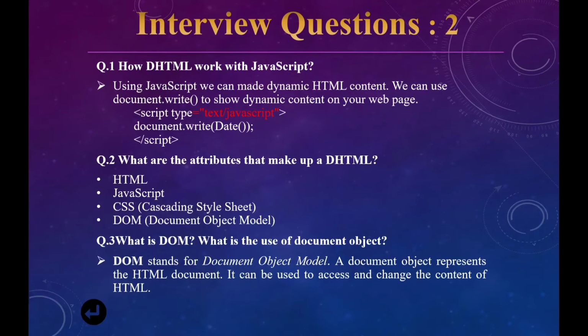Second question, what are the attributes that make up DHTML? Here, components are also known as attributes. So the components of DHTML are HTML, CSS, JavaScript and DOM.